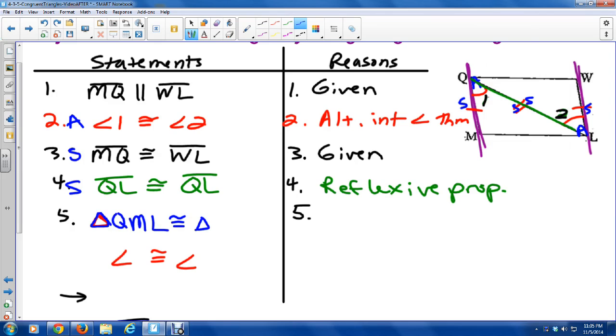So angle Q in my left-hand triangle matches up with, well, that has the arc mark, matches up with angle L in my other triangle. M, well, QM matches up with LW. And then I'm going to finish that off with Q. Okay, just make sure you're matching up corresponding parts there. Check angles, check sides. The order does matter there. That's something I'm going to look for when I'm grading these proofs.